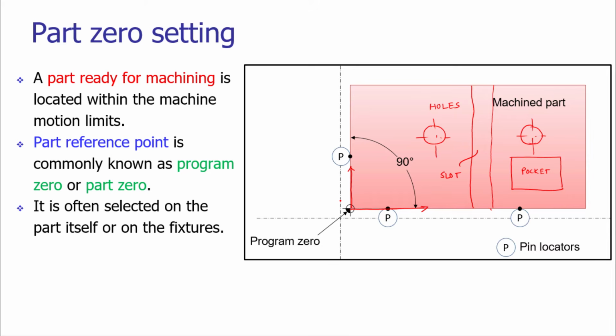So it is not essential that you have to set this point, but this is more convenient. You can have the program 0 sitting at the center point as well. With some programmers, they may utilize the center point of the geometry itself as the program 0 setting. If the geometry is circular, in that case, we are using the center point of that circular geometry as the program 0 setting. So part reference point is also called as the program 0 or part 0.